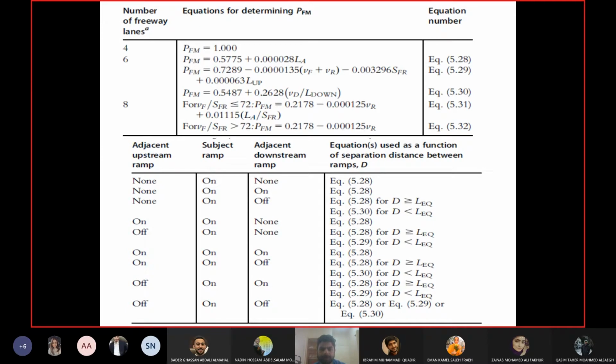When we use the word upstream or downstream, what do we mean? Upstream is behind the flow of the cars, and downstream is toward the flow of the cars. So L is basically the distance from any upstream or downstream ramp which you have.